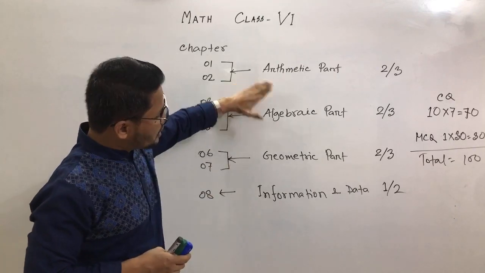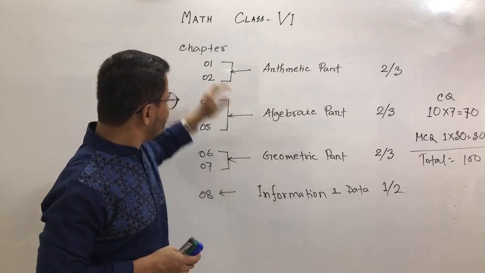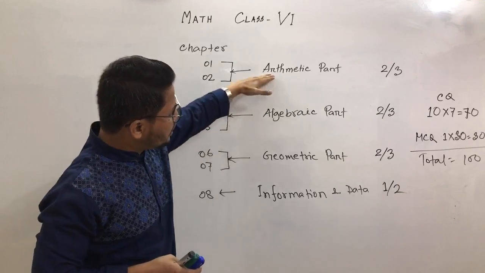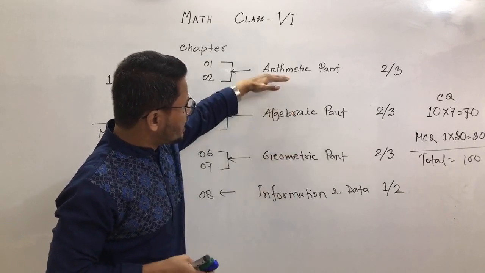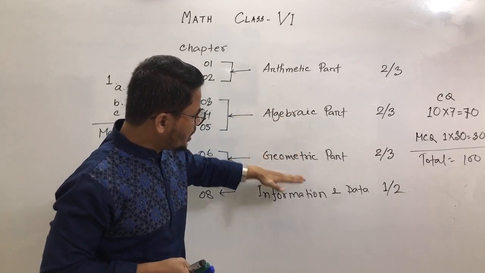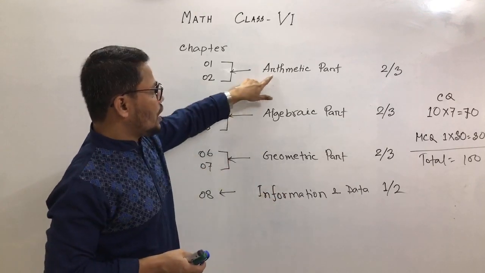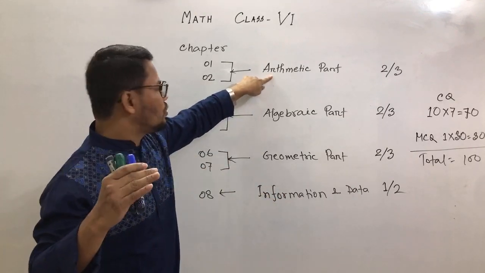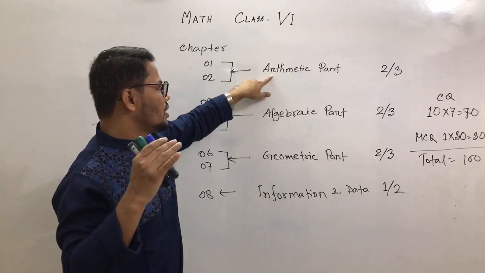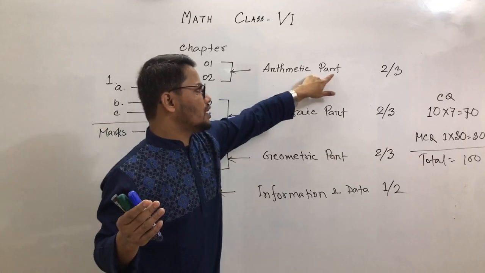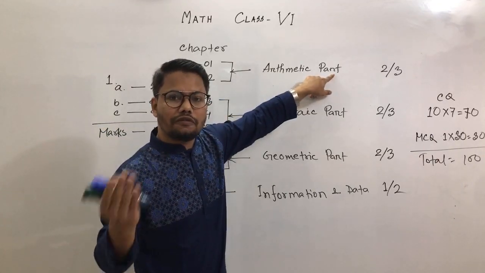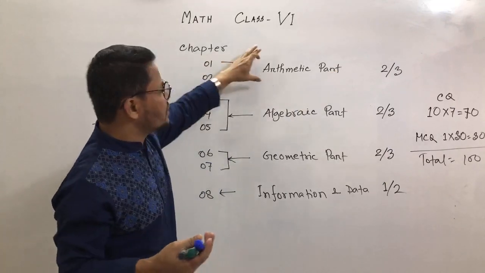So this is basically our total maths book. There are 8 chapters. They are divided into 4 parts: arithmetic, algebraic, geometry, and data and information. Up to class 5, we have already discussed the arithmetic part, and the maths you have done in class 4 and 5 is all connected with this arithmetic part.